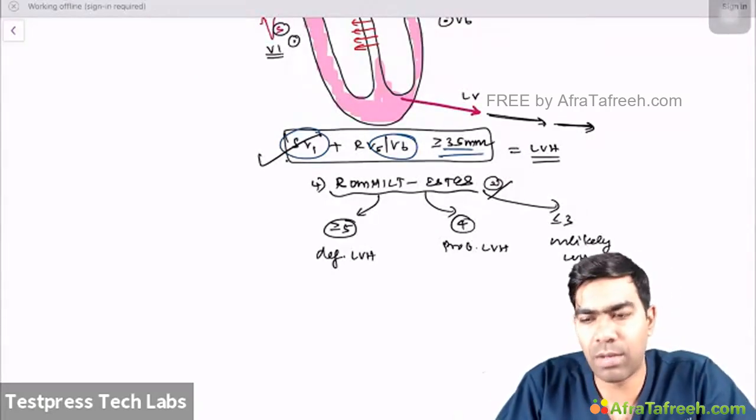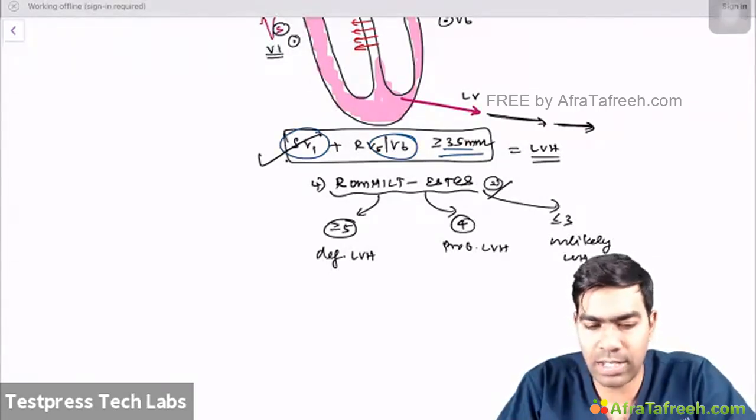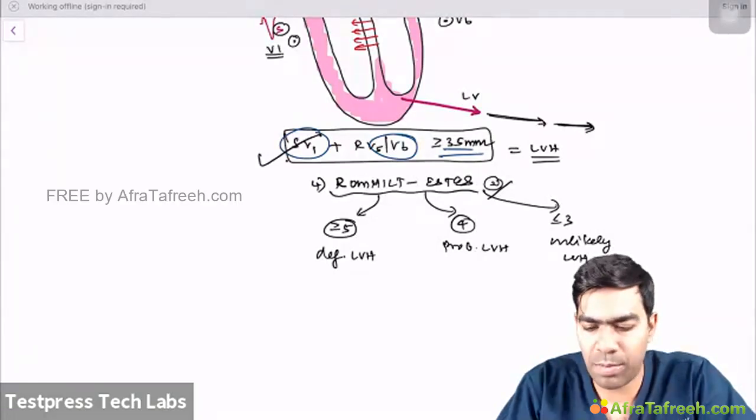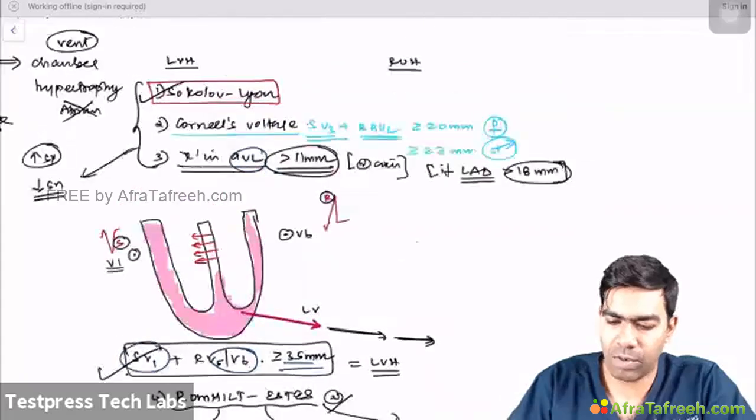So anything 5 and above is definite LVH, 4 is probable LVH, and less than or equal to 3 is supposed to be an unlikely LVH. Clear? So then we have right ventricular hypertrophy. How are we going to diagnose right ventricular hypertrophy?